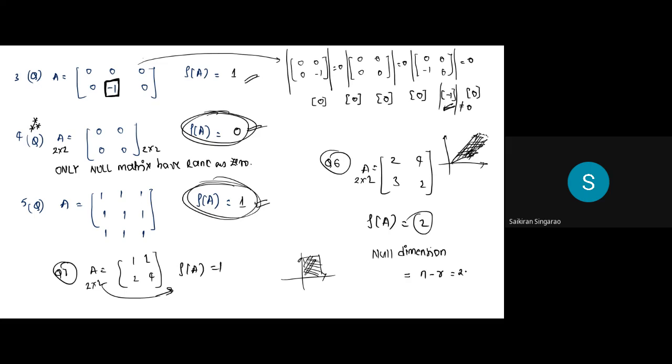N is 2. What is r? R is also 2. Null dimension is 0. Null dimension means, did it lose any dimension? No, sir. It's a 2 cross 2 matrix. Its rank is also 2. So it's a full rank matrix. So null dimension is 0.